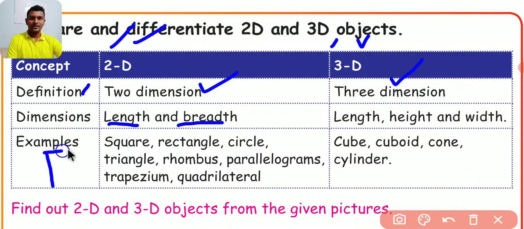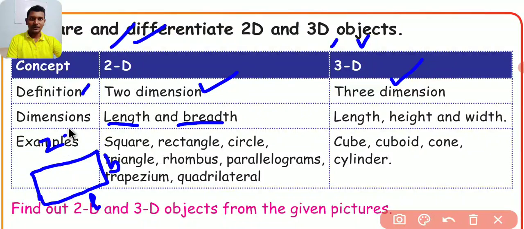Square is a 2D shape, you know. Sorry, rectangle. If you take a rectangle, it is a 2D shape. Square is also a 2D shape. This is length, this is breadth. This is a 2D shape. It has length and breadth. But in a 3D shape, there is length, height, and width.